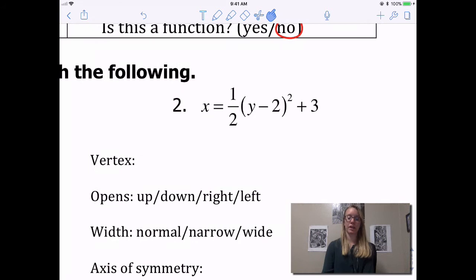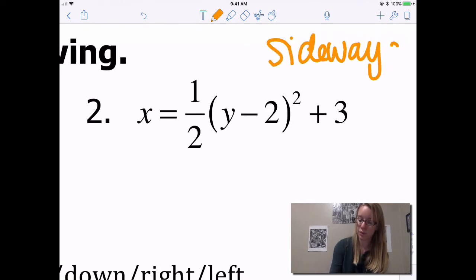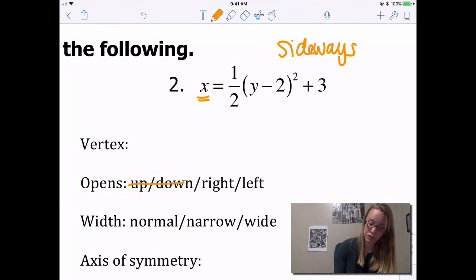I have x equals 1/2 (y minus 2) squared plus 3. So I know that this is a sideways parabola. The reason I know that is because x is by itself. It's the non-squared variable. It's isolated. So if it's an x parabola, it's sideways. If I know that it's sideways, then I know it has to open either right or left. So it can't be up or down. I can cross out up or down.